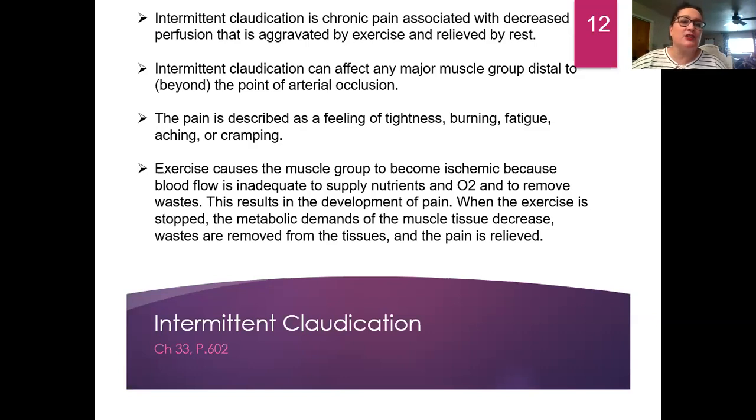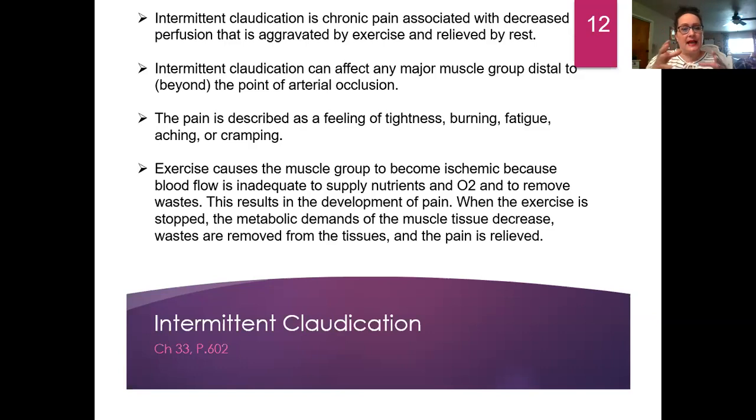So intermittent claudication is chronic pain that's associated with decreased perfusion that has been aggravated by exercise and alleviated by rest. Well, when we're exercising, what do we need more of? Oxygen, right? And when we rest, we don't need as much oxygen, right? So intermittent claudication can affect any major muscle group that's distal to or beyond the point of an arterial occlusion. The pain is described as a feeling of tightness, burning, fatigue, aching, or cramping.